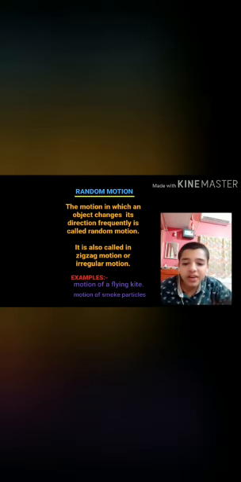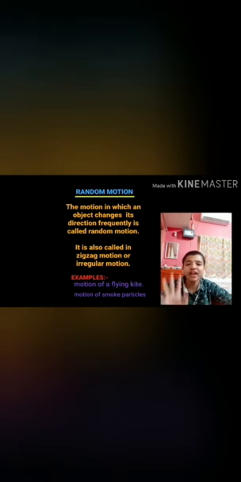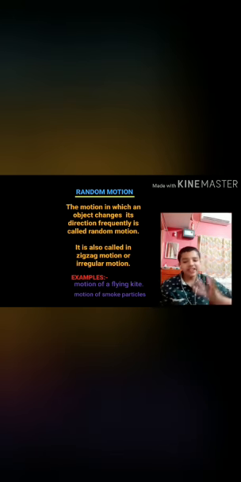Okay. Now we'll look into random motion. The motion in which an object changes direction frequently is called random motion. It is also called zigzag motion and irregular motion. I think you have understood something of it: this object moves this side, it moves in all directions. Sometimes it will move there, sometimes it will move there.